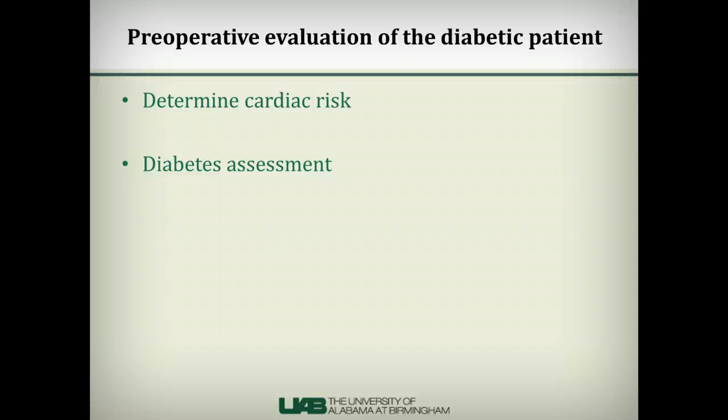Diabetes assessment is multifactorial. So one of the things we need to know is, is the patient a type 1 or a type 2 diabetic? And this is important because type 1 diabetics are dependent on insulin to prevent ketoacidosis. So they always need some level of baseline insulin in their system. We need to know what medications are taken to control their diabetes for two reasons. One, we need to dose these in the perioperative period. And number two, we may need to adjust them in the preoperative period to try to maximize glucose control.